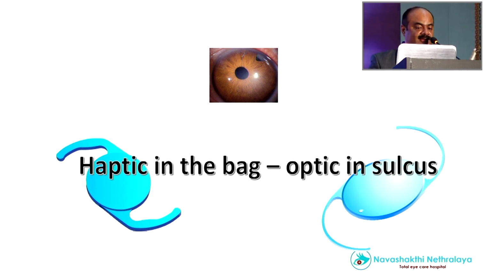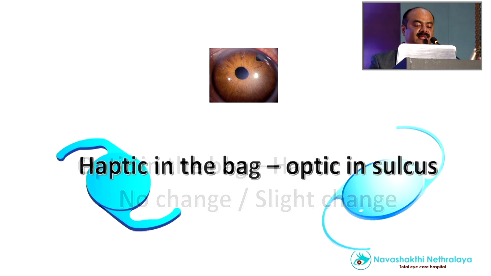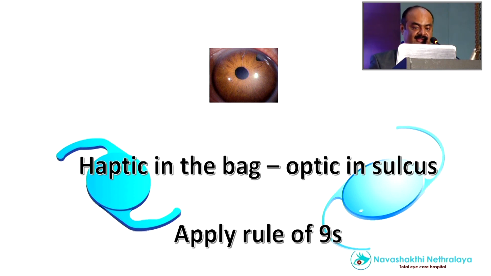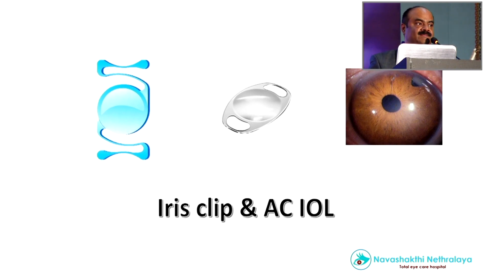Now, if the haptic is in the bag and optic is in the sulcus, this happens, we have already inserted, but we feel that there's a threat that it may get decentered or sunk. So what we do is we just pull it out. This is called reverse optic capture. In this case, apply the rule of nines, whatever we said, because it acts as good as a sulcus lens, so do that.